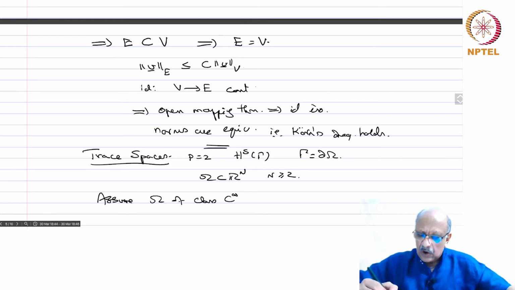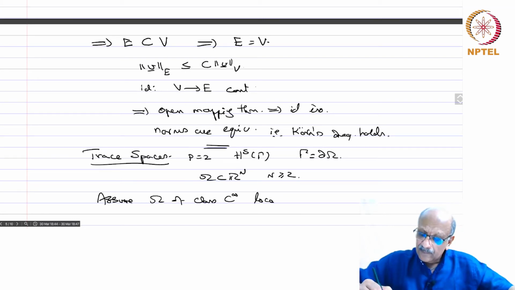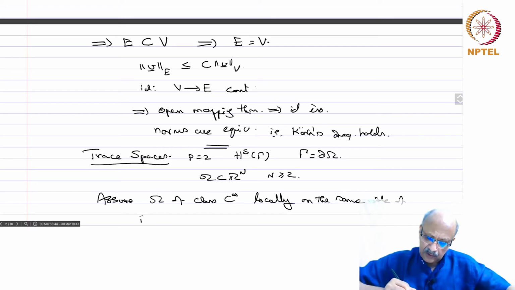So this much is not necessary, but we don't want to fuss around, so we'll assume maximum smoothness so that we don't have to make any qualifications anywhere. But of course you can certainly reduce the necessary smoothness. And locally, the domain lies on the same side of its boundary.